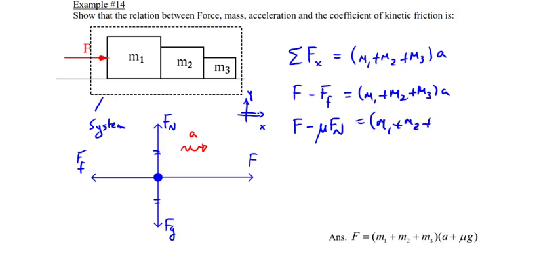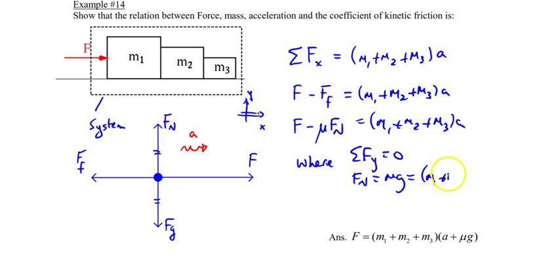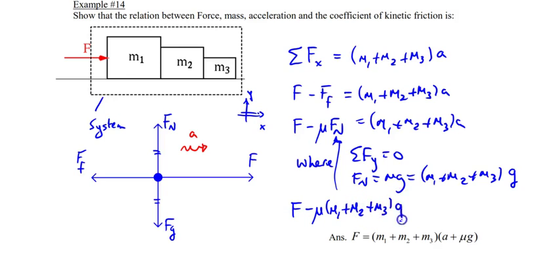And then since the block is on a horizontal surface, we know that the sum of the forces in the y will be 0, so the normal force must be really equal to the weight of all of these bodies. So that's (m1 + m2 + m3) times g. And we're going to substitute that into here. And when we substitute that in, we'll get F minus mu times (m1 + m2 + m3) times g is equal to (m1 + m2 + m3) times a.